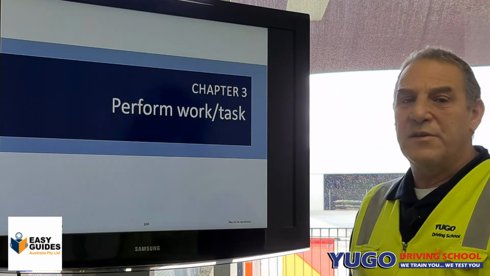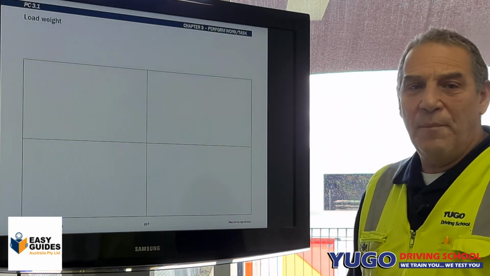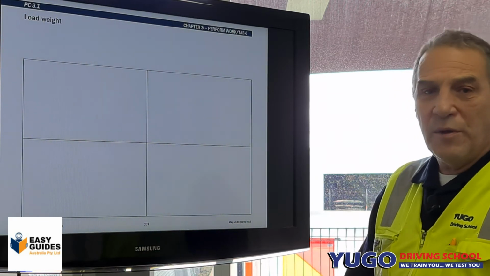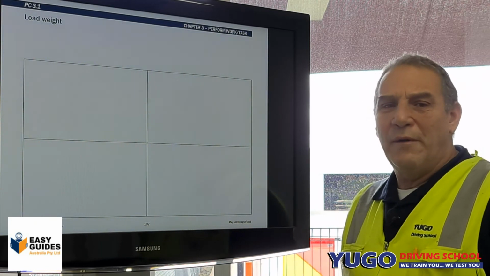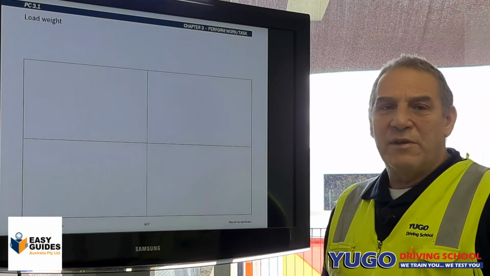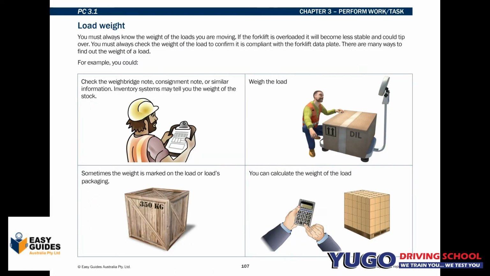Performing work tasks. Before you lift a load up, you need to know the weight of the load. How would you find out the weight of a load? There are several ways you can find out the weight of a load. Checking the weighbridge note, delivery docket, consignment note. The truck drivers need to know what weight's on the back of their truck, so they have a consignment note or something in their possession to tell them how much each pallet weighs.